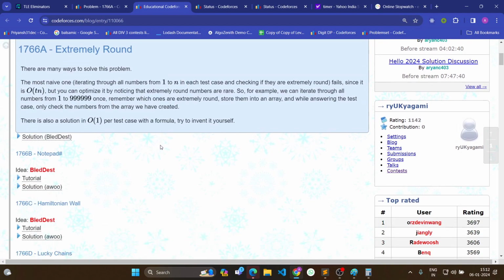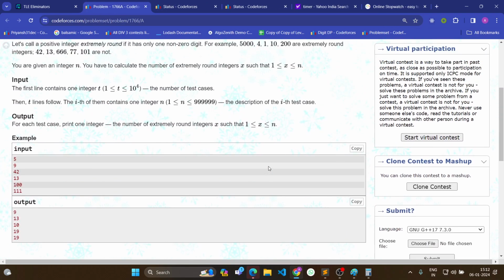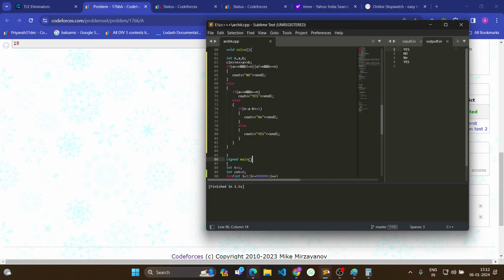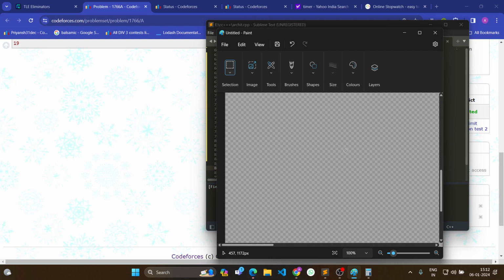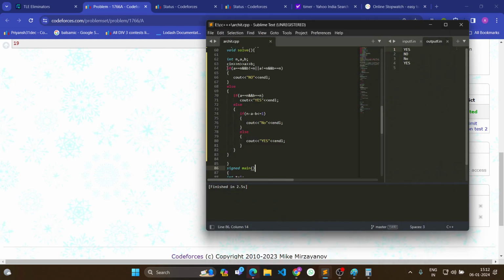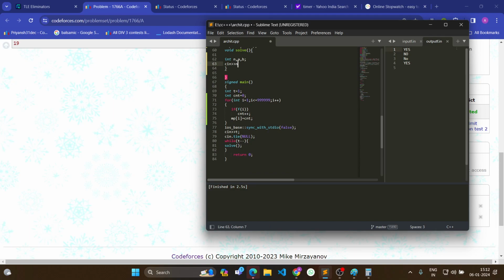The most naive solution, yeah. There's also a solution in O(1) per test case with a formula. Try to invent it yourself. So we'll do just that. Let's try to do it. I'll submit this again.